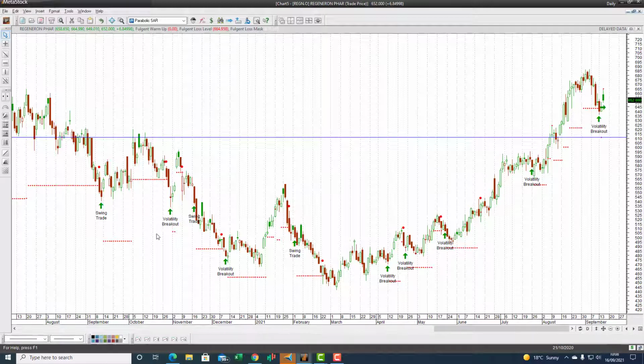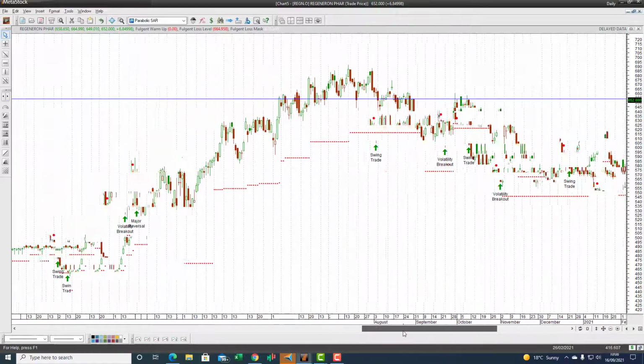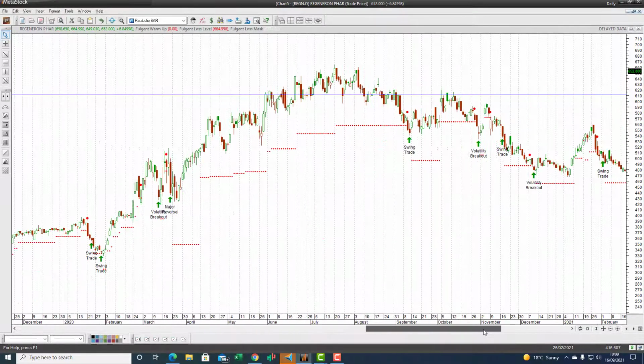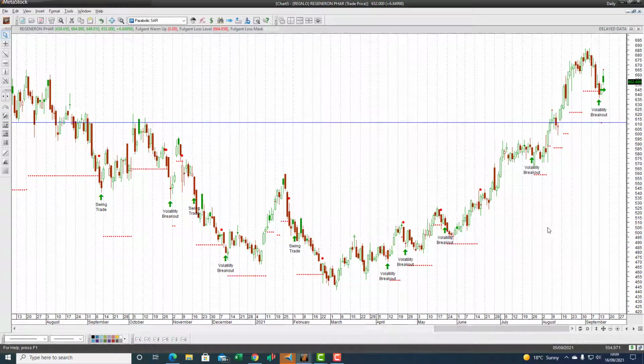Plenty of other moves here. Volatility breakout there. Quick move there. But you have to have your trailing stop loss in place to lock in those profits. You can see back here, it's September, huge move here, and that major market reversal captured that fantastic move between April, May, June, July, and August. Absolutely fantastic using the AI to trade Regeneron Pharma.